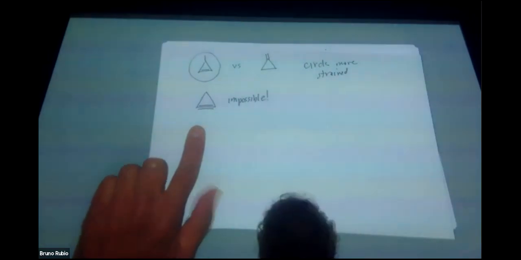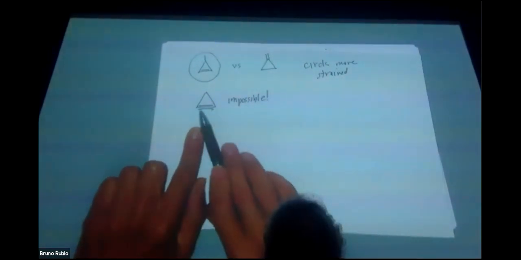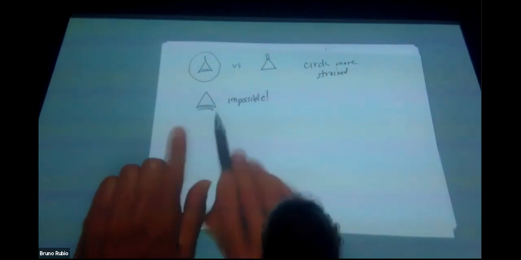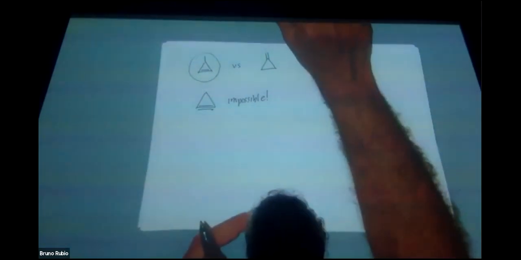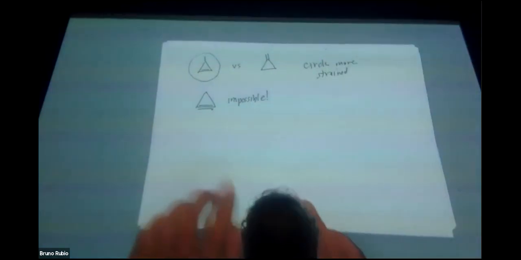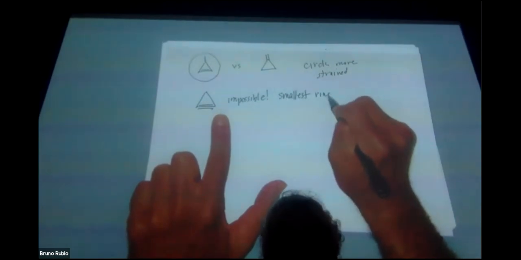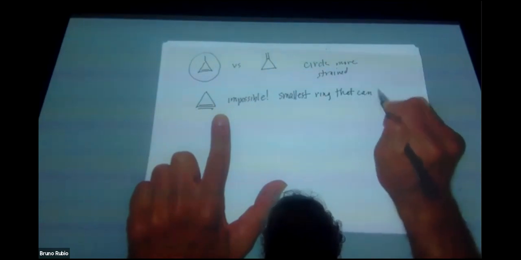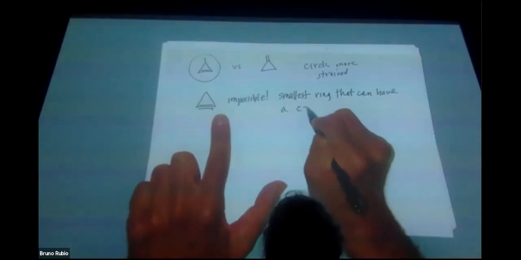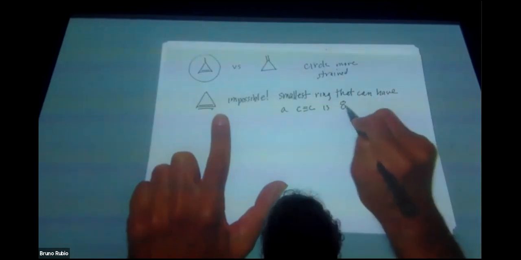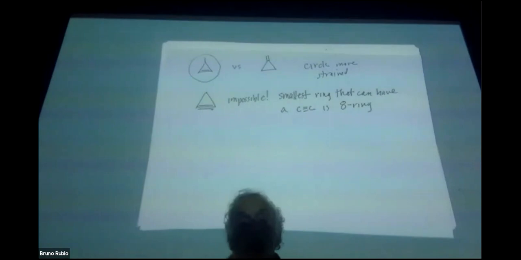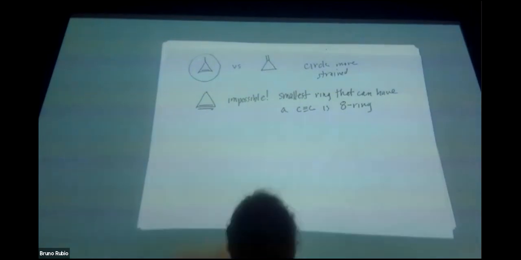Too much strain. This is sp hybridized. It wants 180 degrees. It's confined into this ring with 60 degrees. There's just way too much strain in there. So the smallest ring that can have a carbon-carbon triple bond is an 8-membered ring. Okay, so just a little note there about ring strain and the alkyne functionality.